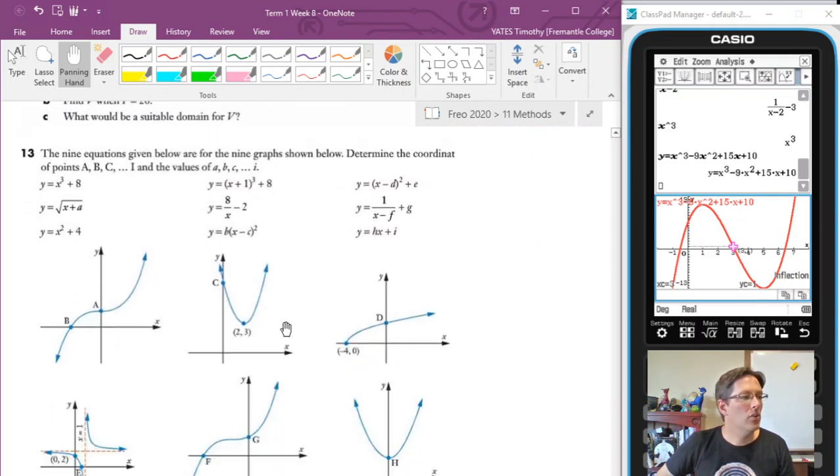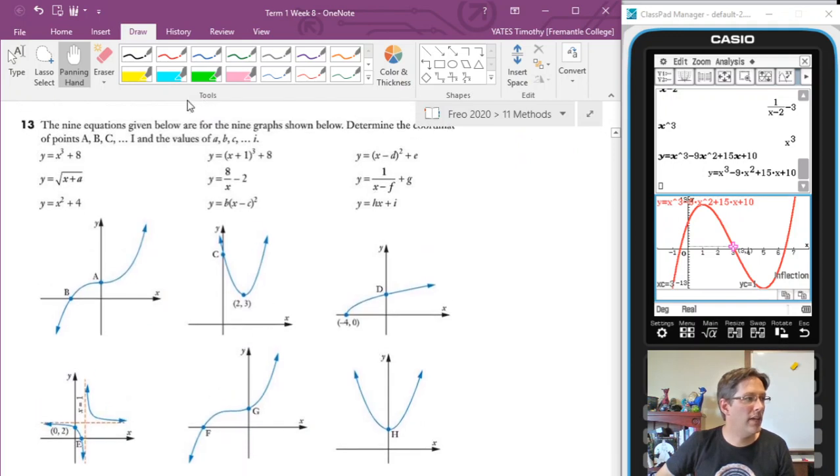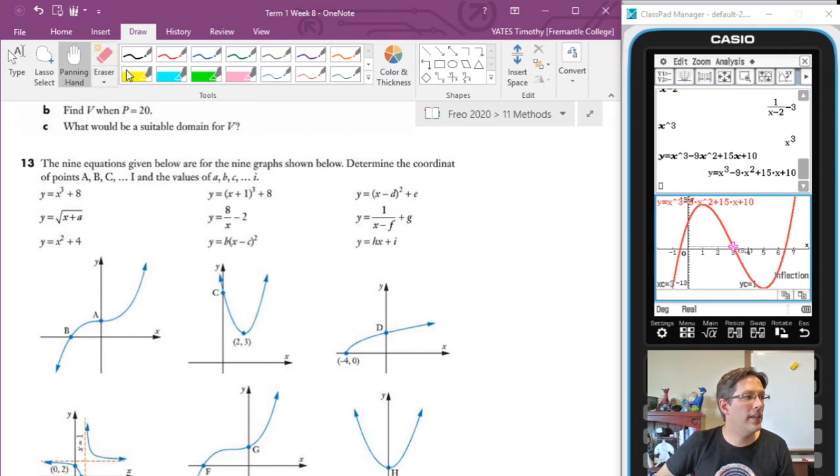So what we've got to work out is, from these equations, which ones match to which graphs. After we've worked out which ones match to which graphs, we want to work out the unknown values for the coordinates or the unknown values in the equations here.